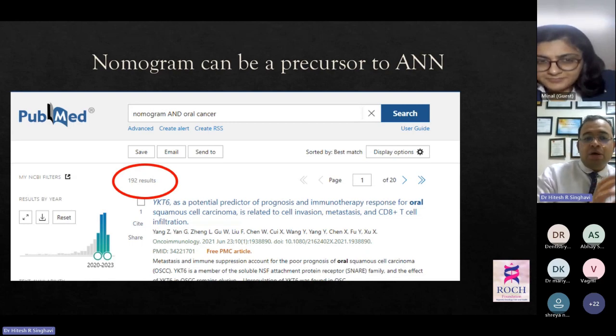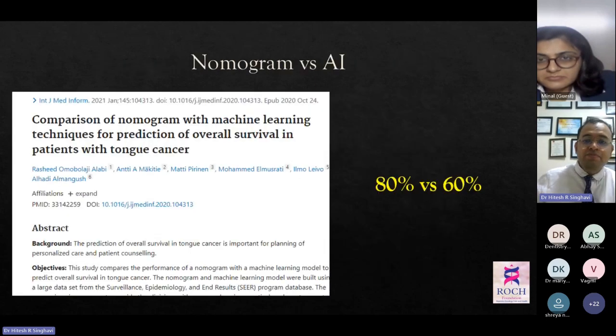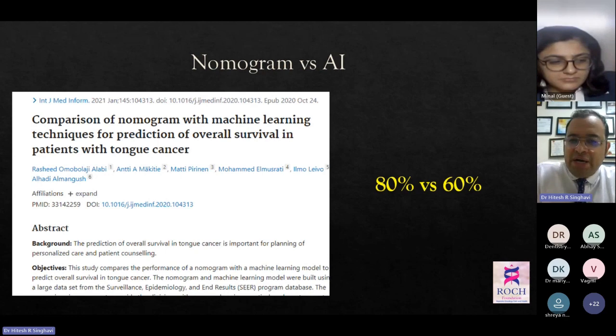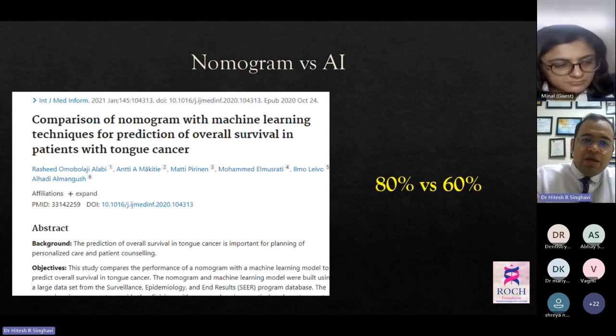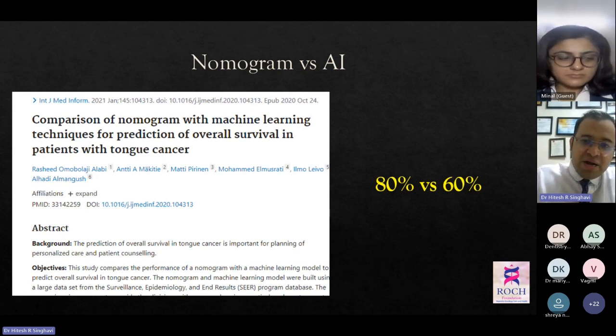That means if you search nomogram and oral cancer, there are already 192 nomograms available in the last 3 years. That means data is available in the literature. It is just there to be processed by artificial intelligence. And studies have shown that AI will score better than a nomogram even to predict overall survival for patients with tongue cancers. So that means AI is already better than a nomogram if it is fed the right data set.